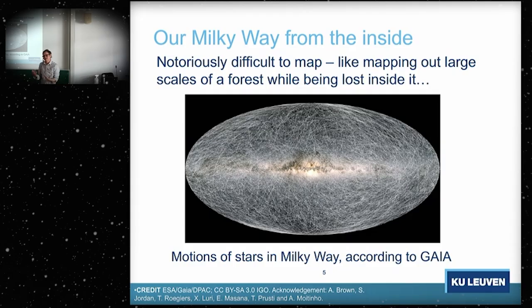And I like that analogy for observing the Milky Way versus observing other spiral galaxies. Here you see, according to the Gaia satellite, how we can now map out in great detail the motions of millions and millions of stars in the Milky Way to get a dynamical picture. That's, of course, not possible for us to do in an external spiral galaxy far, far away from us at that level of detail.